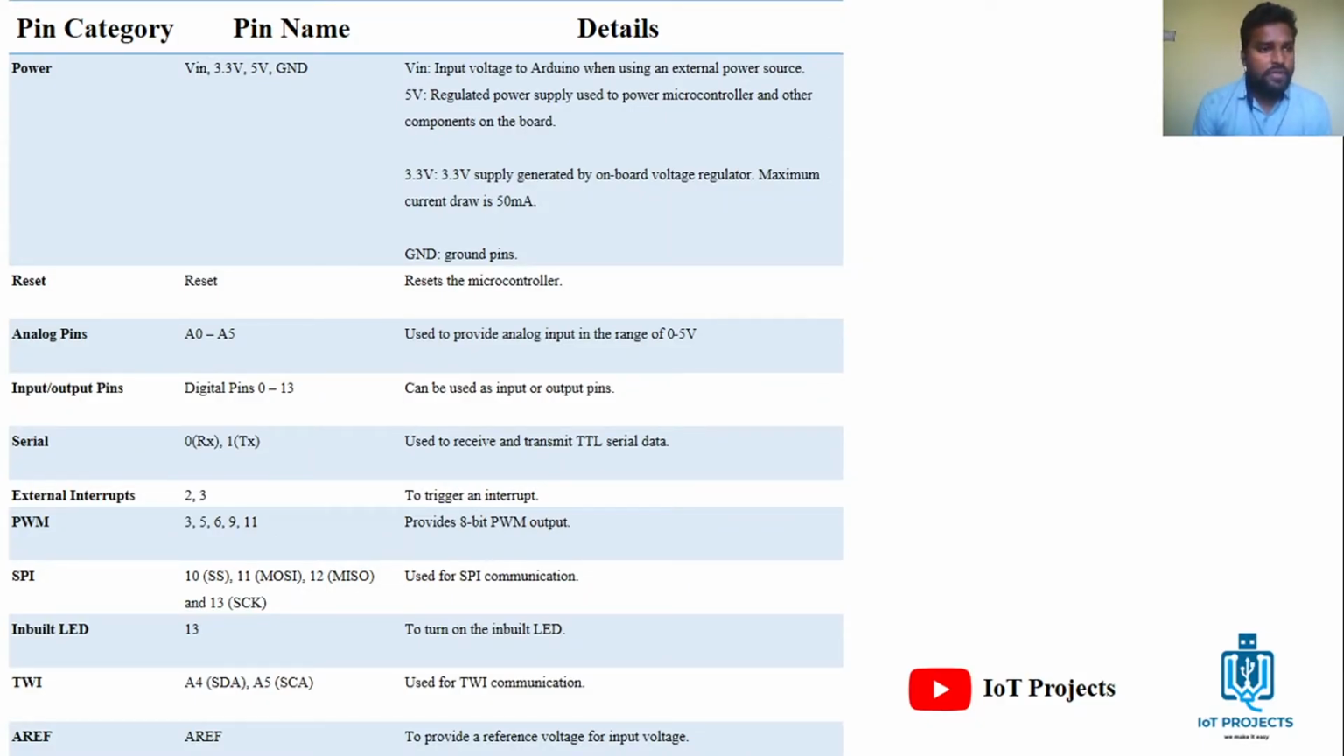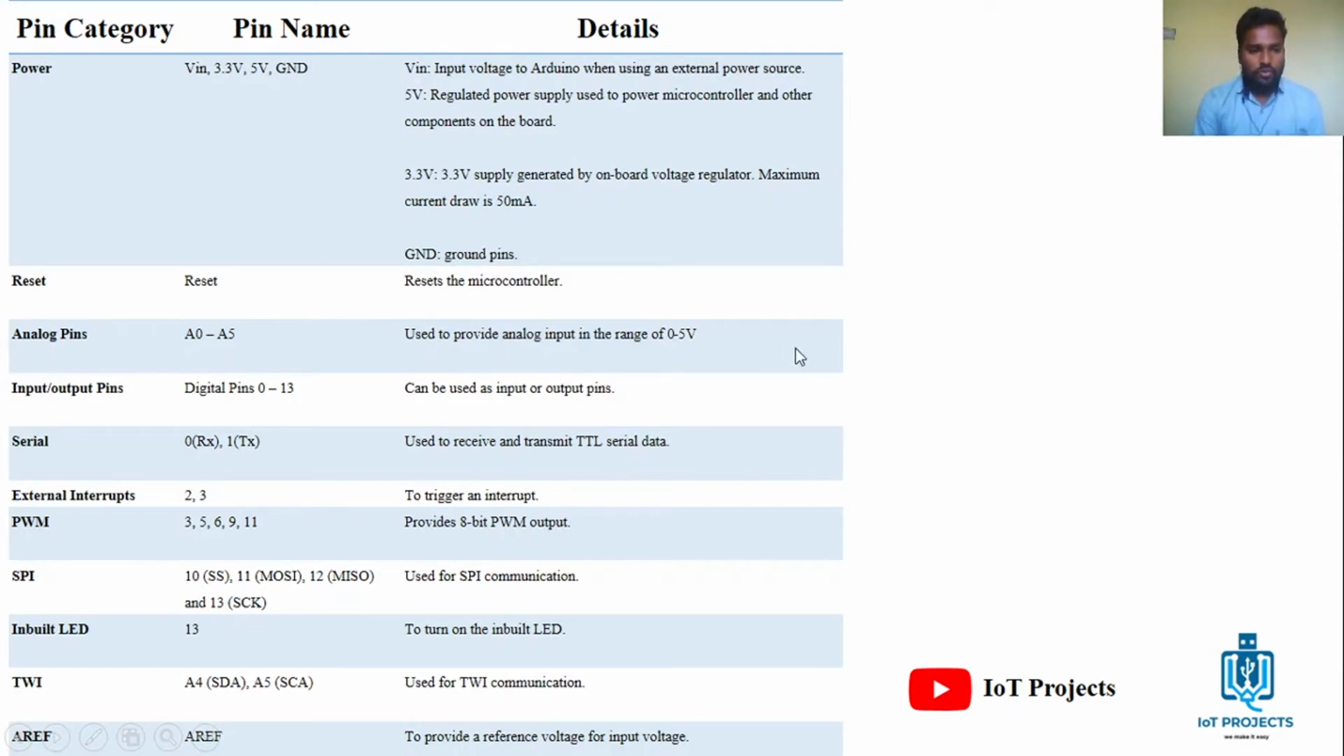So coming to the pin configuration of Arduino Uno, as we have discussed, there are 3 power pins: Vin, 3.3 volt and 5 volt pins, and one ground. There is one more reset pin. By using that we can reset our microcontroller.